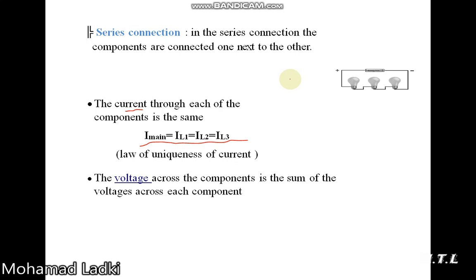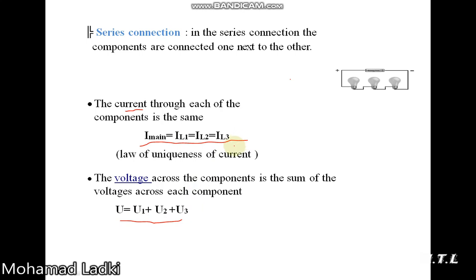For the voltage, the voltage across the components is the sum of the voltages across each component. It means if we connect a voltmeter across the first lamp, the voltmeter will read the voltage of the first lamp, which can be different from the second lamp and different from the third lamp. So the voltage across the battery is the sum of the voltages across the three lamps if they are connected in series.